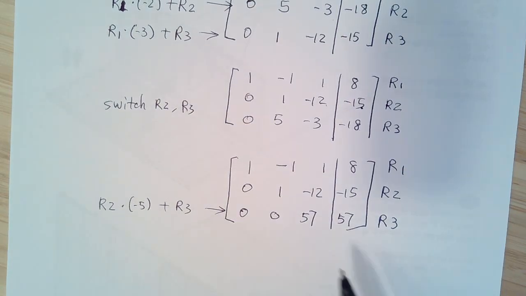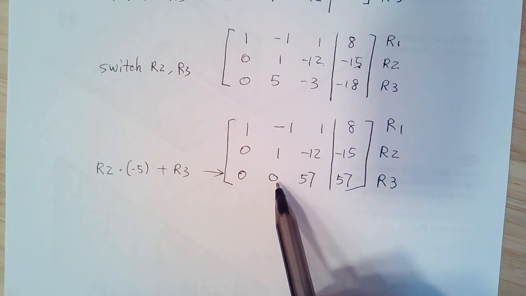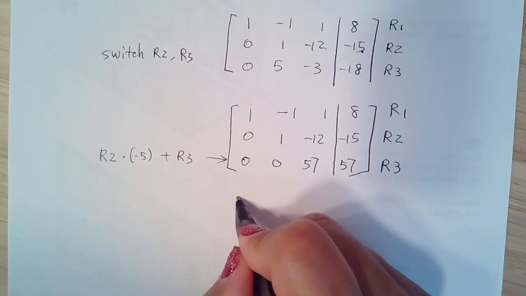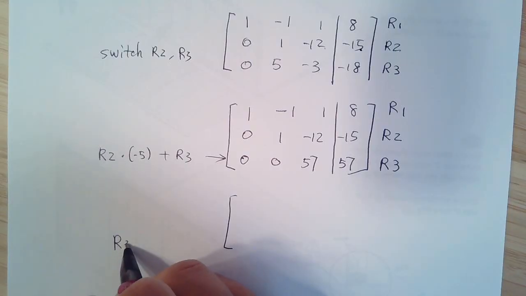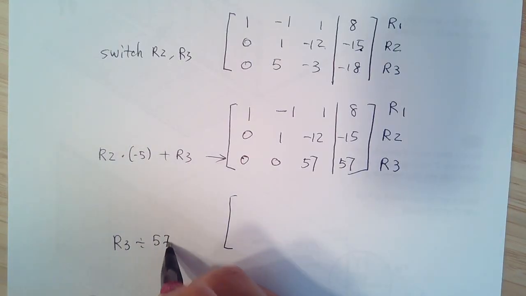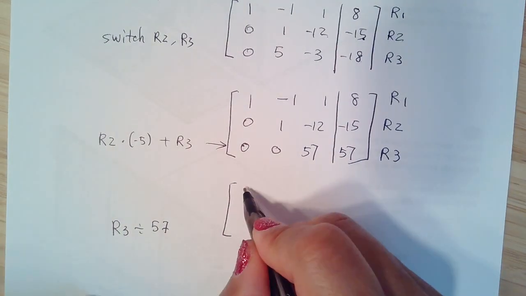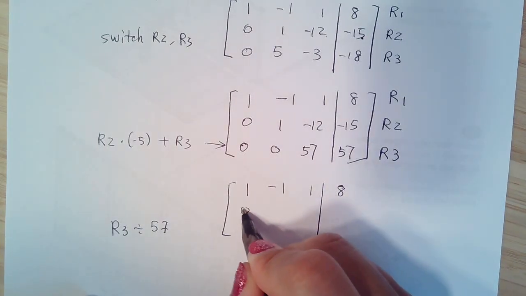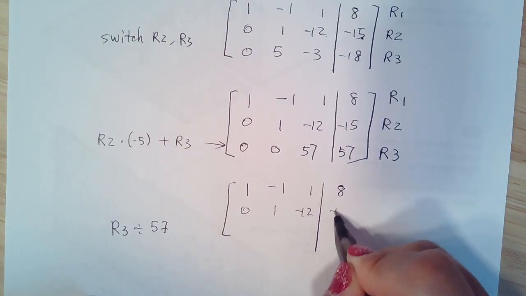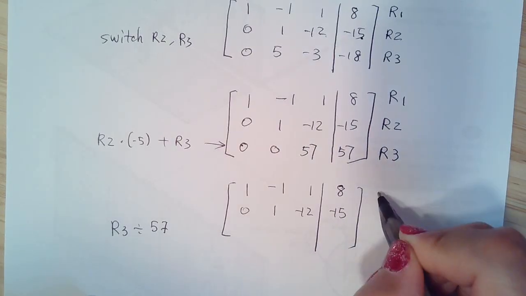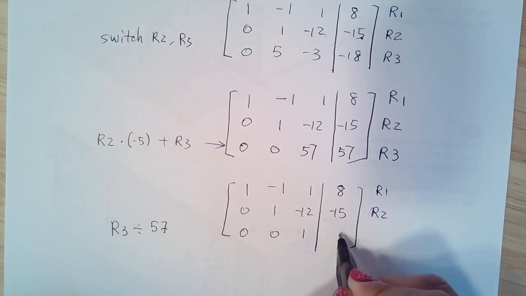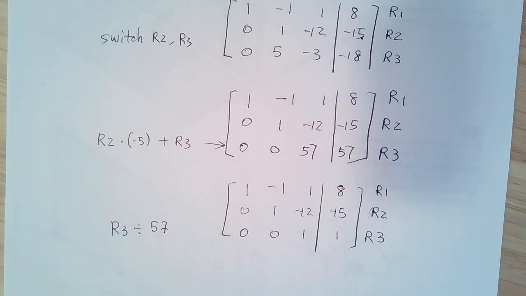All right. Then you get a 1, 0, 0, 1, 0. You have to make this one to be 1. And it's very obvious that you just need to divide it by, you're going to use R3 divided by 57. Isn't it? So I have a 1, -1, 1, 8, 0, 1, -12, -15, R1, R2. If I use the whole row divided by 57, I got a 0, 0, 1, 1. Lovely.